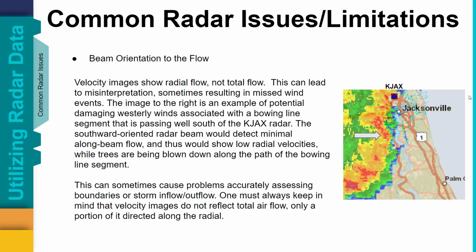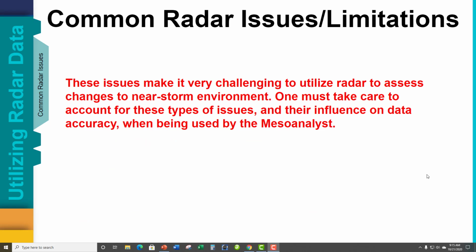This can sometimes cause problems accurately assessing boundaries or storm inflow or outflow patterns. One must always keep in mind that velocity images do not reflect total airflow, only a portion of it directed along the radial. These issues make it very challenging to utilize radar to assess changes to near storm environment. One must take care to account for these types of issues and their influence on data accuracy when being used by the mesoanalyst, as well as being used by the warning decision person.